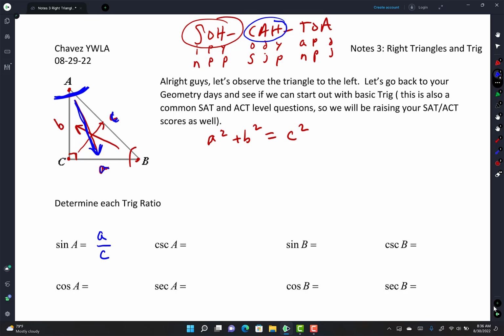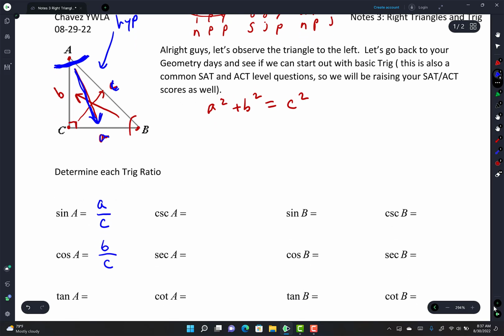So what is the segment next door? I guess you can say the c is a segment next door, but that already has a name. You call it the hypotenuse, no matter what. It's the longest side of a triangle. So what's next door to angle A? Segment b. Do you guys see that? So b over c. Adjacent over hypotenuse.